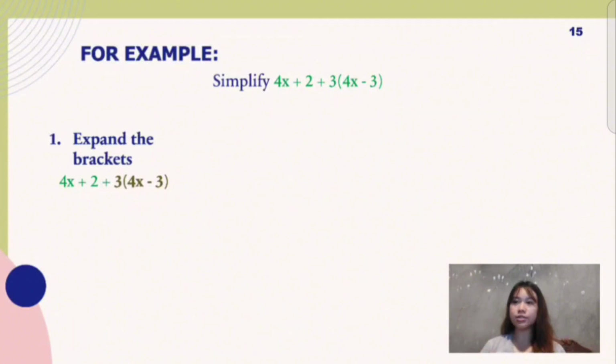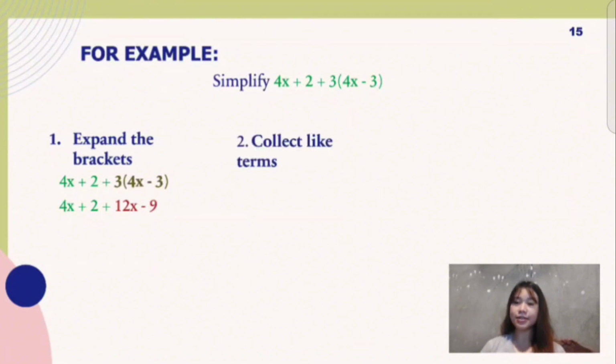What you need to do is multiply the number outside of the bracket to each of the numbers inside of the bracket. So first, 3 multiplied by 4x is equal to 12x. Next, 3 multiplied by negative 3 is negative 9.